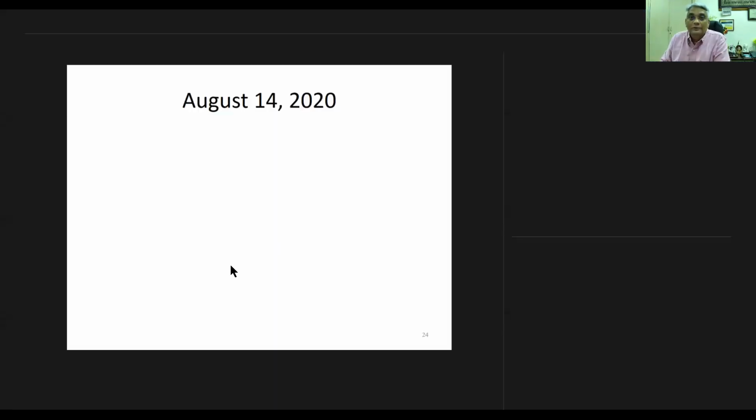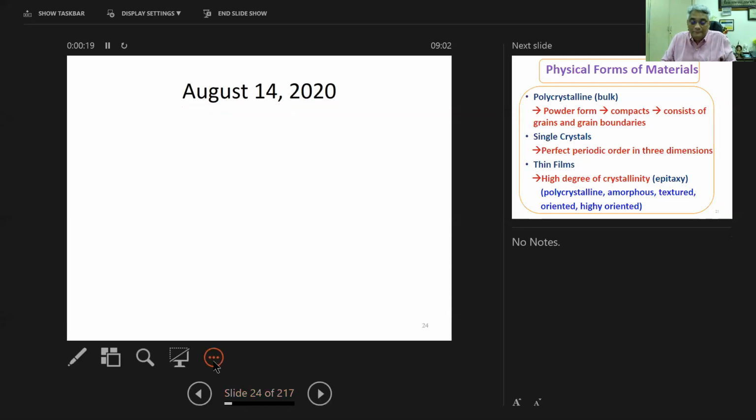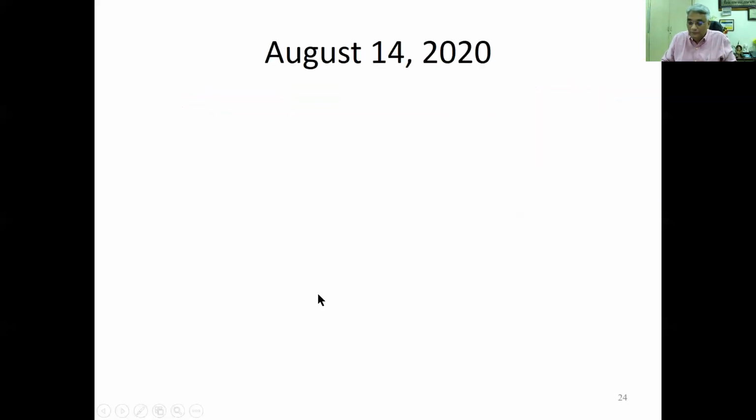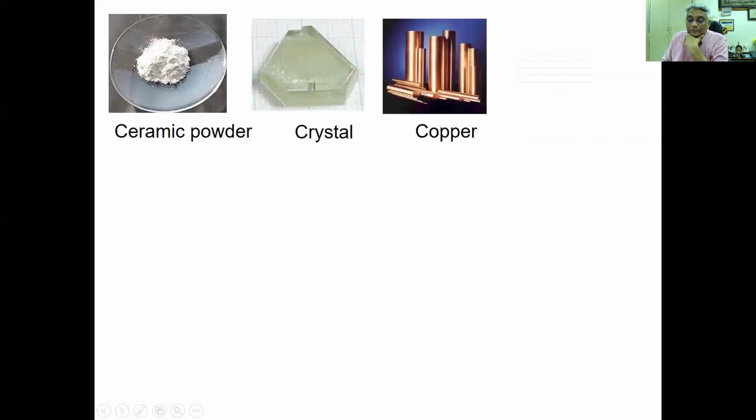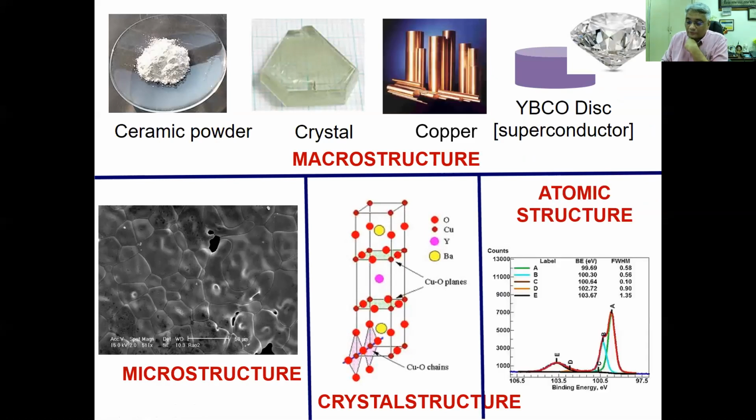What we saw yesterday was, I talked about the importance of, I tried to tell you the distinction between four different types of structures: the macrostructure, the microstructure, crystal structure, and atomic structure.